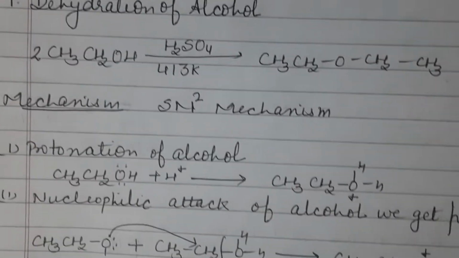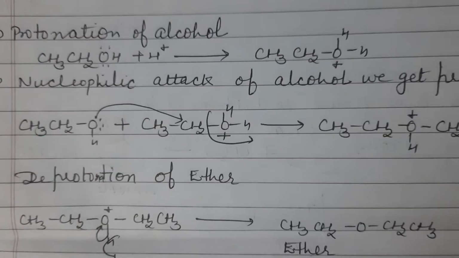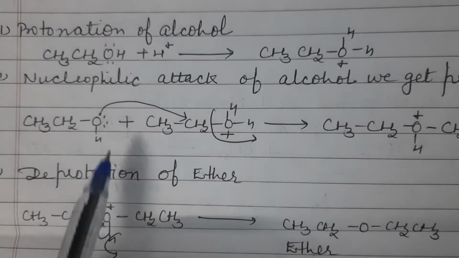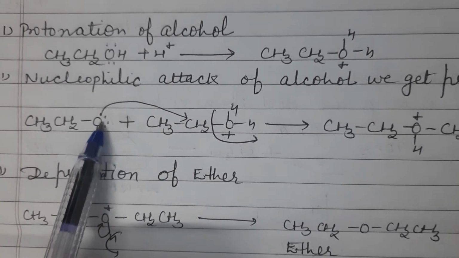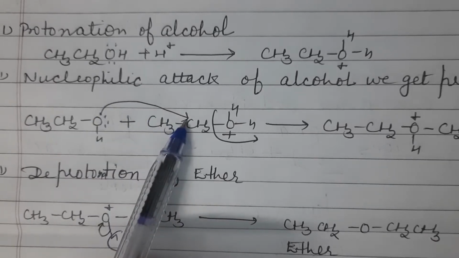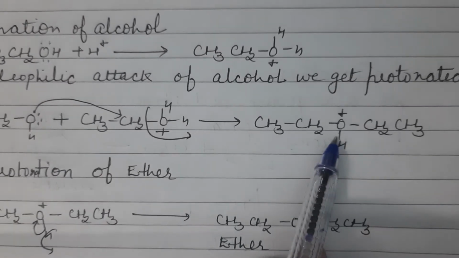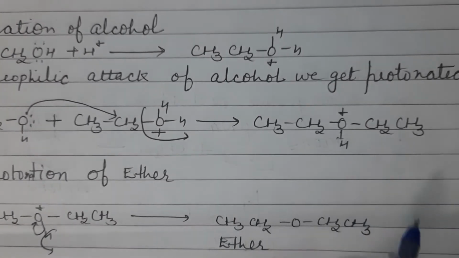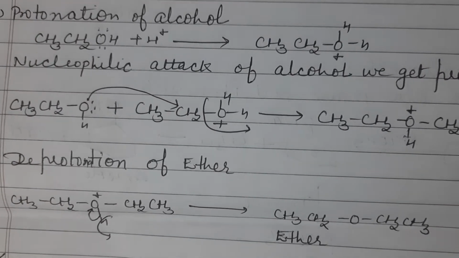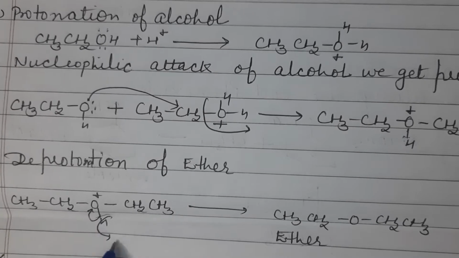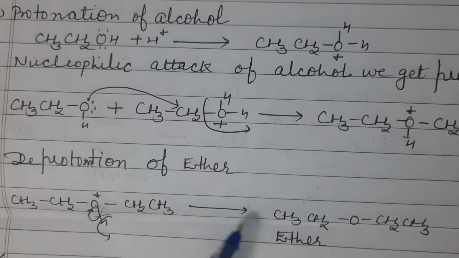Second step is nucleophilic attack of alcohol and we get protonated ether. See here, this is another molecule of alcohol. Due to the presence of lone pair of electrons, it attacks at carbon and a water molecule is released, and we get protonated ether. Third step is deprotonation of ether. Here we get protonated ether, then H+ ion is released and the bonded electrons shift over oxygen to neutralize the positive charge, and we get ether.